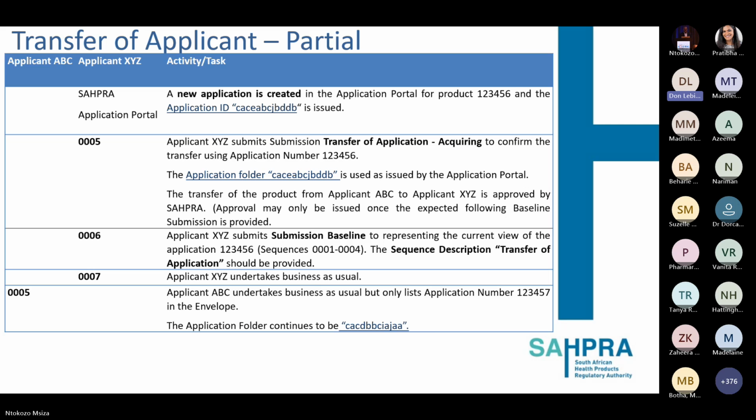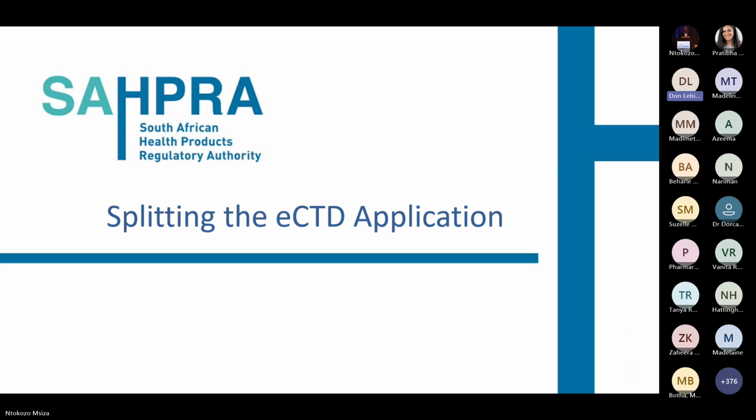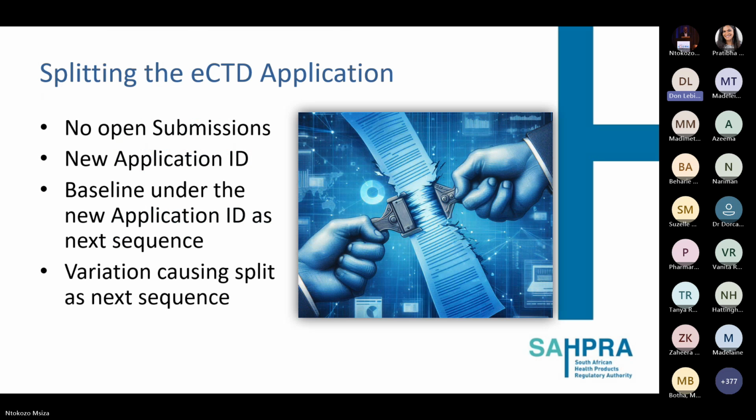All right, now let's have a brief look at the splitting of an eCTD. There are a bit of similarities with the partial TOAs. You shouldn't have any open submissions when you are splitting your eCTDs. You would then need a new application ID as well when you do a split.